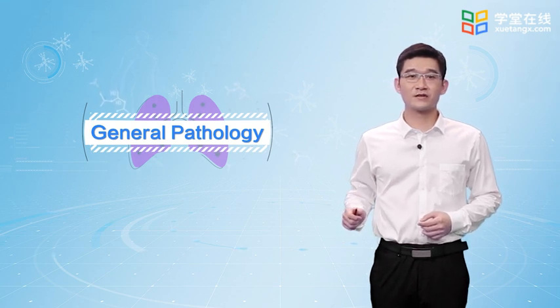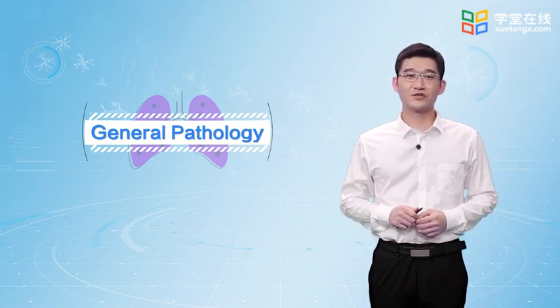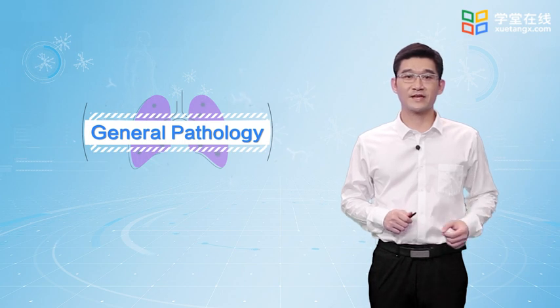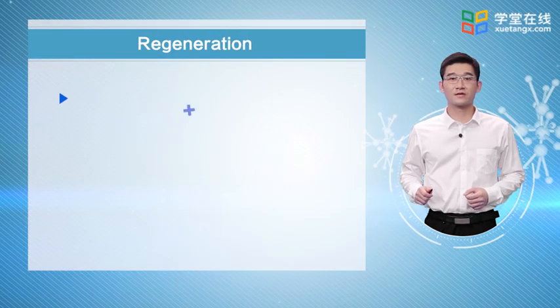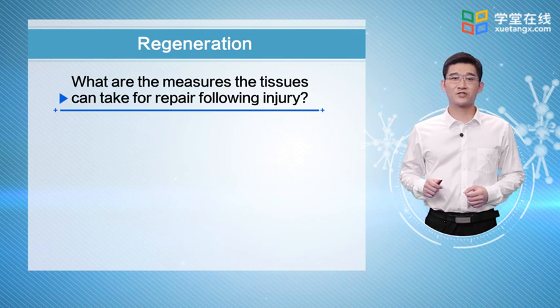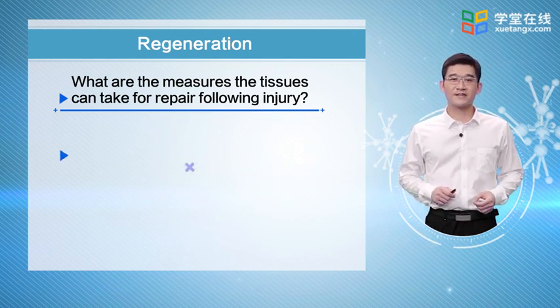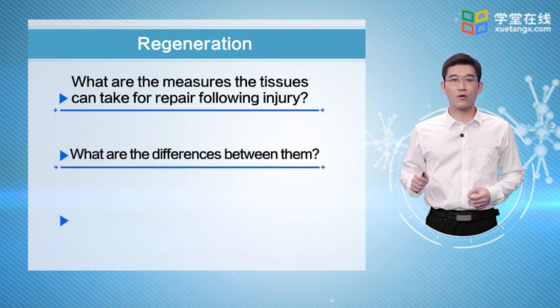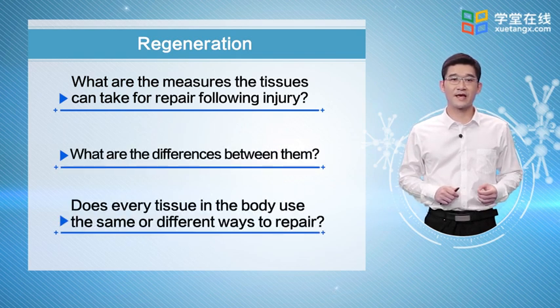In this new chapter, we will talk about how tissues in the body react after injury. In other words, what are the measures the tissues can take for repair following injury? What are the differences between them? Does every tissue in the body use the same or different ways to repair?